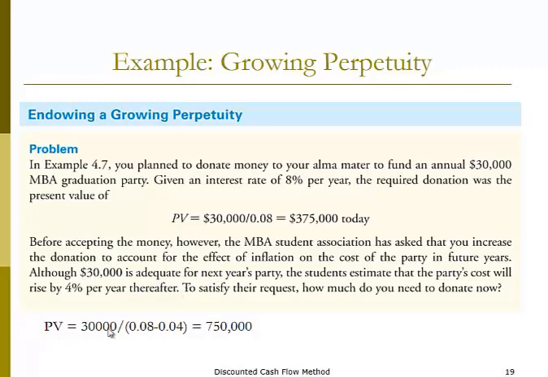Using the equation from the previous slide, it's C over R minus g. In the denominator, we have R minus 4%, being the growth rate. The amount as of today would be $750,000, which is double the amount when there is no growth rate.